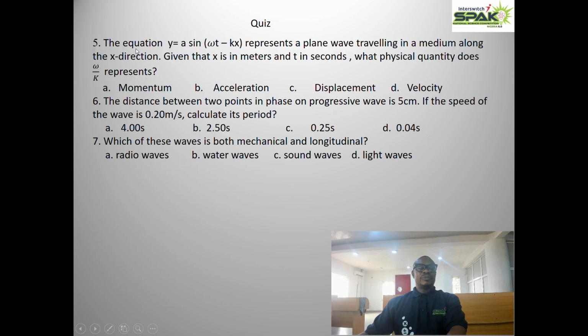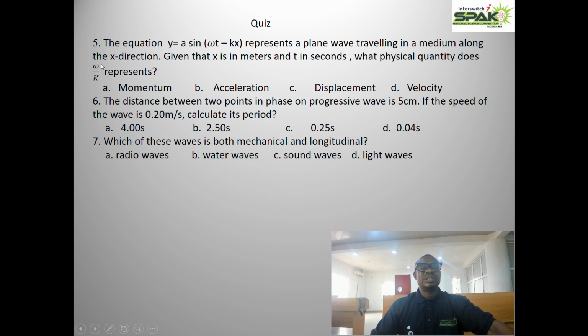Okay, the next, number 5. The equation y equals a sine of omega t minus kx represents a plane wave traveling in a medium along the x direction. Given that x is in meters and t in seconds, what physical quantity does the angular velocity over k, omega over k, represent? Quickly do that fast. And what did you get? So let's see what it should be.